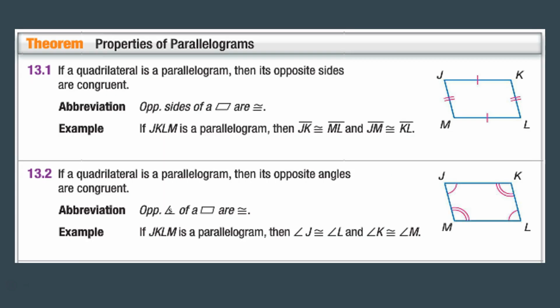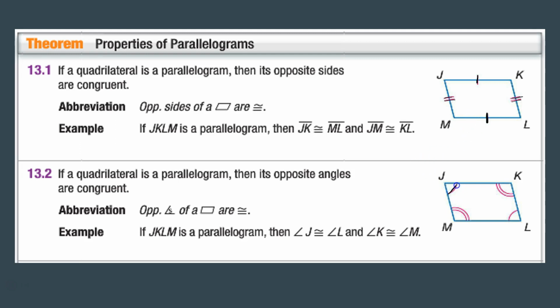Properties of parallelograms. If a quadrilateral is a parallelogram, then its opposite sides are congruent. So here we have side JK, which is congruent to side ML. We know that because it only has one tick mark. Then we know that JM is congruent to KL, and we know that because we have two tick marks on each side.